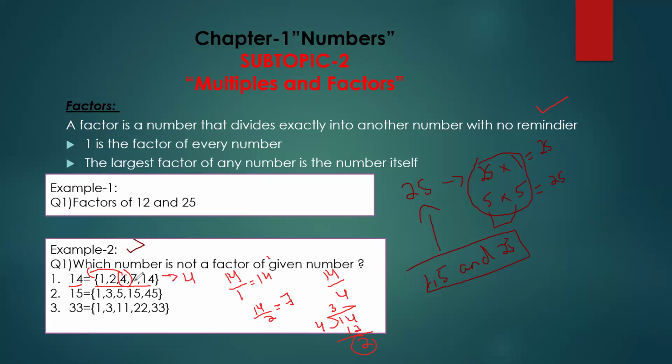I hope you got it. 7 and 14 are both factors of 14. In the second example, 45 is not a factor of 15, because when we divide 15 by 1, we get 15. 15 divided by 3 is 5. 15 divided by 5 is 3. 15 divided by 15 is 1. When we divide 15 by 45, we get a remainder. So this means that 45 is not a factor of 15.